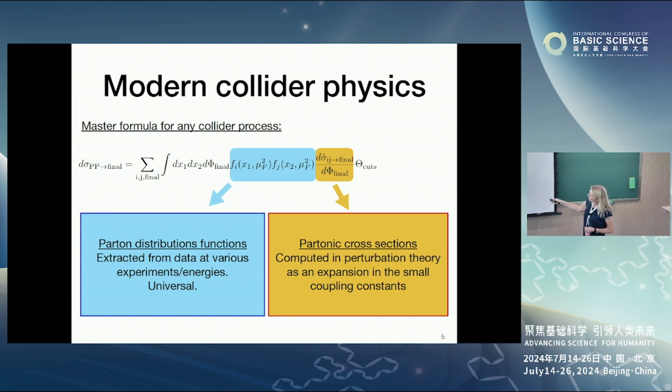And of course, here these parton distribution functions involving quarks and gluons were very well known, but not the ones for photons. And I will explain a little bit what was really known and not.